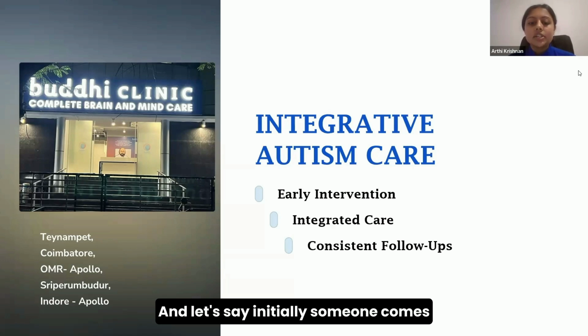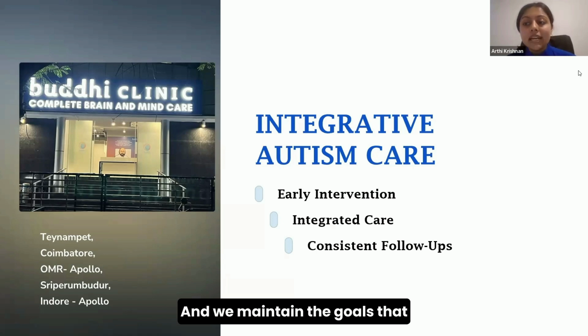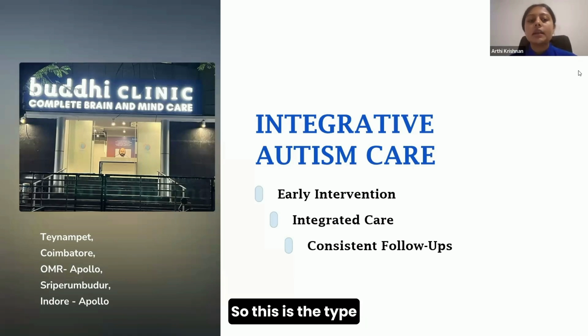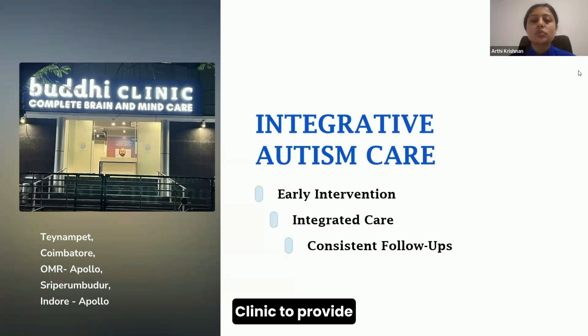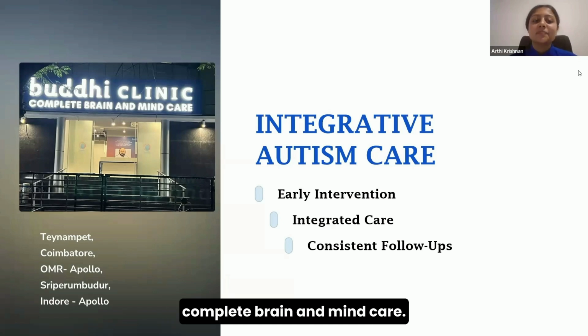And let's say initially someone comes in and we've provided them therapy, right? After that intensive program, we also have this step down where they come in once in a while and we maintain the goals that we've achieved in therapy, right? It's not only about achieving some goals, it's also about maintaining those goals and also preventing relapse. So this is the type of approach that we take in Buddhi Clinic to provide complete brain and mind care.